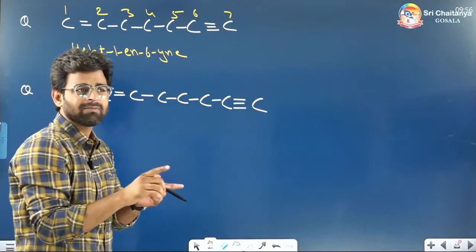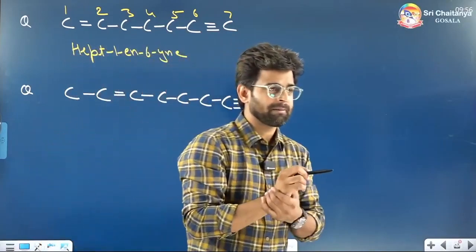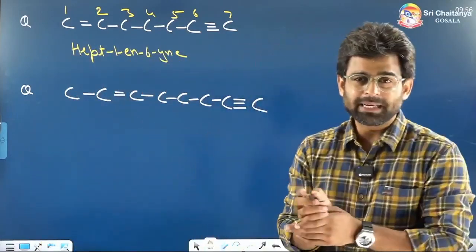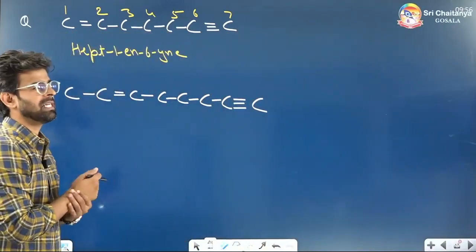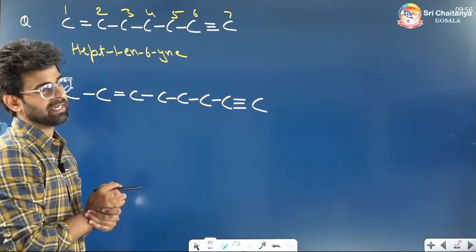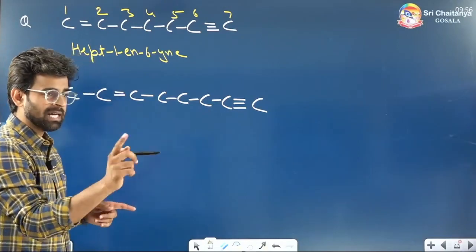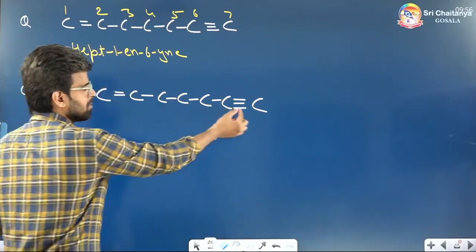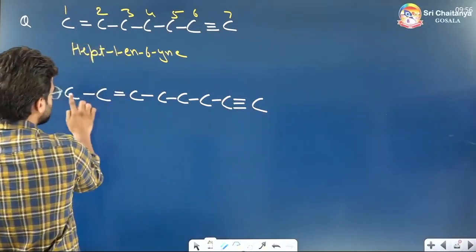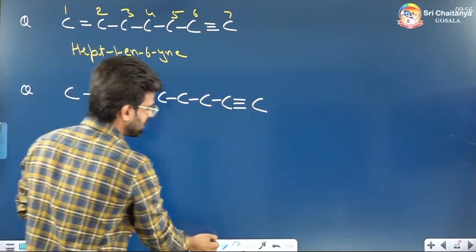Now this time I will start numbering from where? Left end or right end? Please answer. From which end will we start numbering? Left end or right end? Right. Yes. This time I will not prefer the double bond. Now I will see the location. From here I am getting the first location. From here 1, 2. So I will start from here.